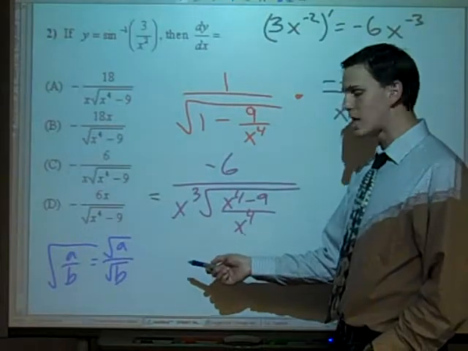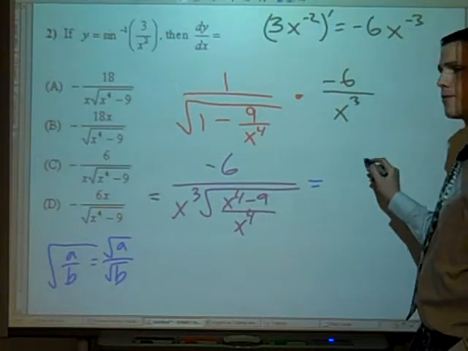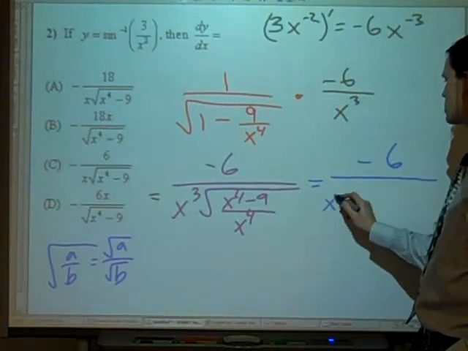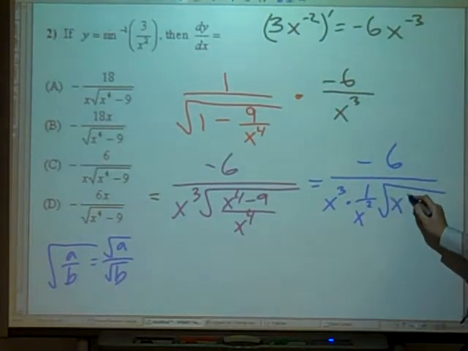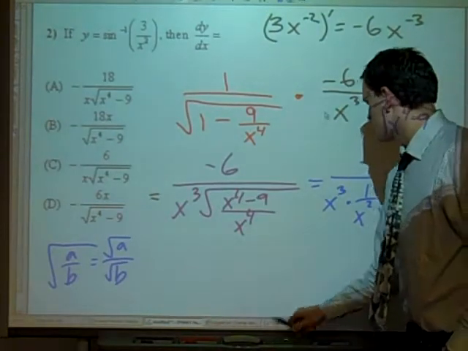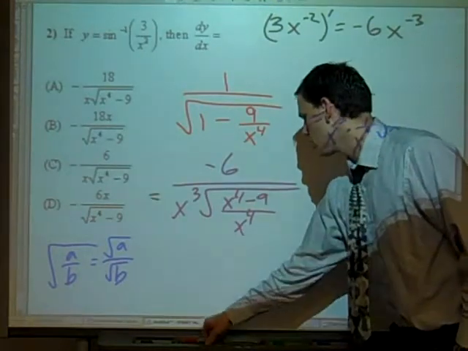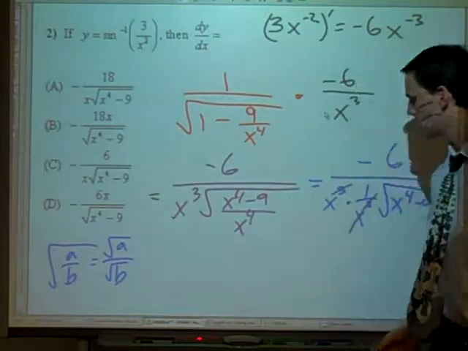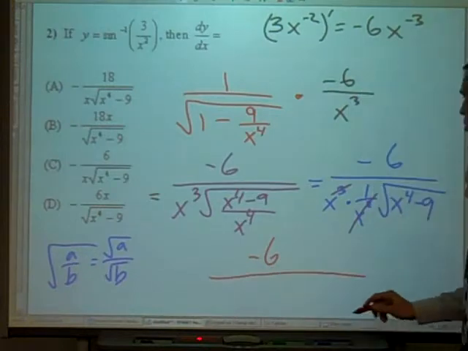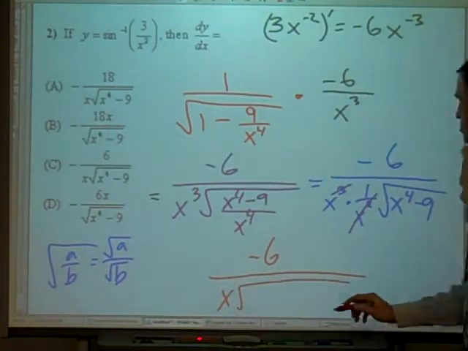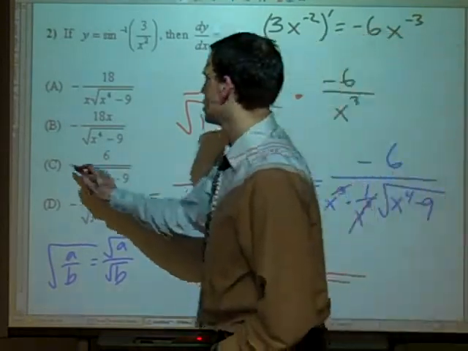So that means I'm going to use that. And the square root of x to the 4th is x squared. So this simplifies to negative 6 all over x cubed times 1 over x squared times the square root of x to the 4th minus 9. So this x squared down here cancels with my power of x cubed, right? So again, when I take the x to the 4th out of the square root, I get 1 over x squared. That cancels out, so we're left with negative 6 all over x times the square root of x to the 4th minus 9. And that is answer choice C.